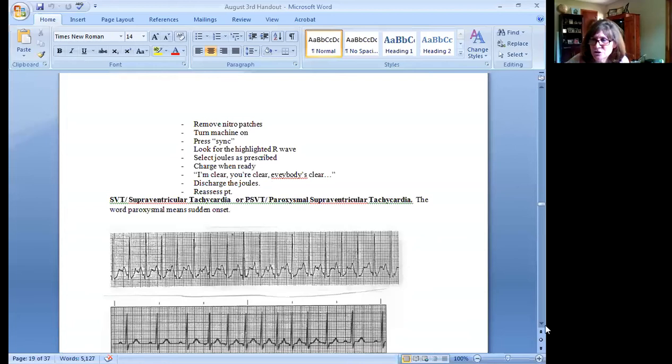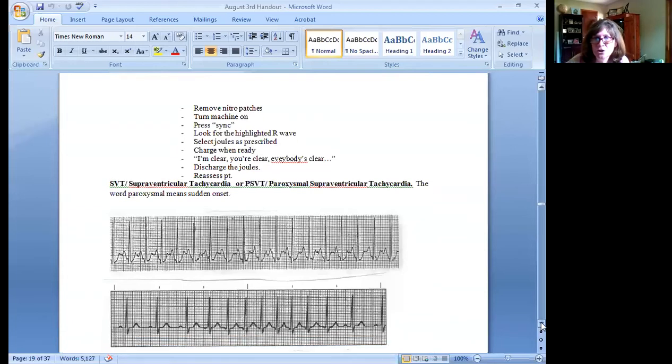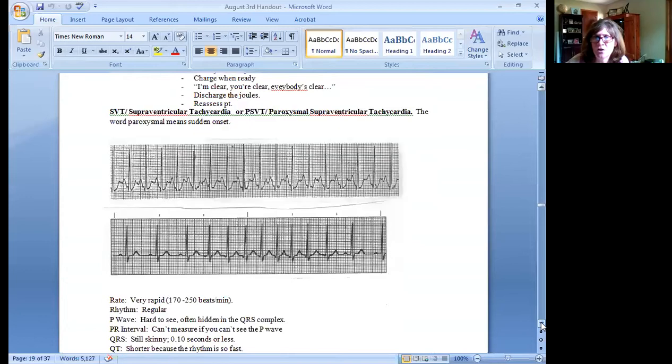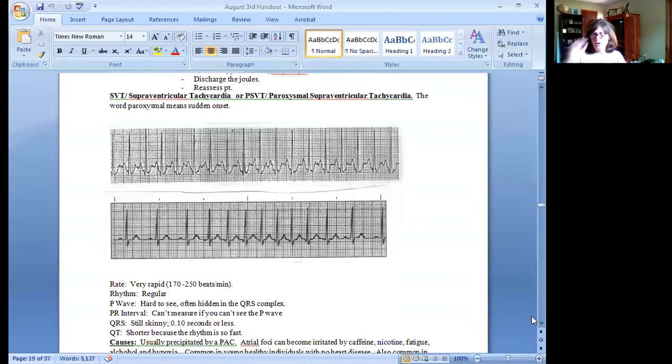Okay, let's talk about SVT, supraventricular tachycardia. Break the word down. Supraventricular. This came from above the ventricles. This is not a ventricular rhythm. It came from above, somewhere in the atrium, maybe even the AV node. And hey, what's that word paroxysmal? Well, that's that second strip right here. A sudden onset, and then it suddenly stopped. The word paroxysmal means sudden.